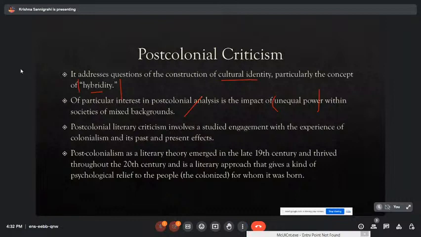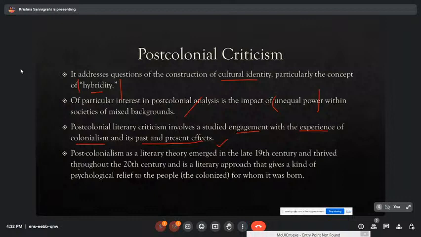Post-colonial literary criticism involves a studied engagement with the experience of colonialism and its past and present effects. So what does it do? It involves a studied engagement with the experience of what? Of colonialism and its past and present effects.